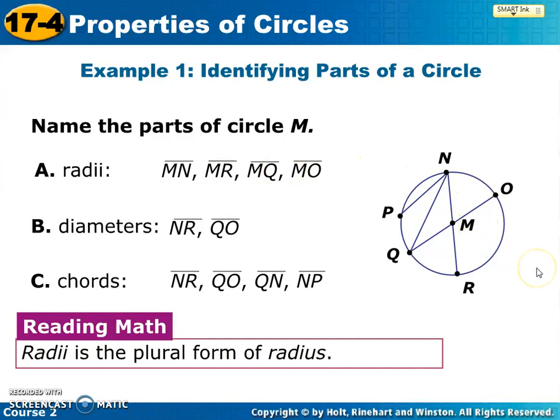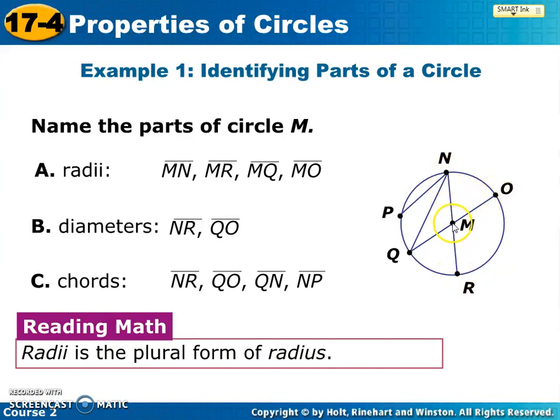Now, if we look back to our definition, the definition says it goes from the center of the circle to the outside, to any point on the outside is called a radius. All right, so let's take a look at our answers here. How do we name a radius? Since we have M as our center, we're going to start from M, and we are going to go to every segment that goes on the outside.